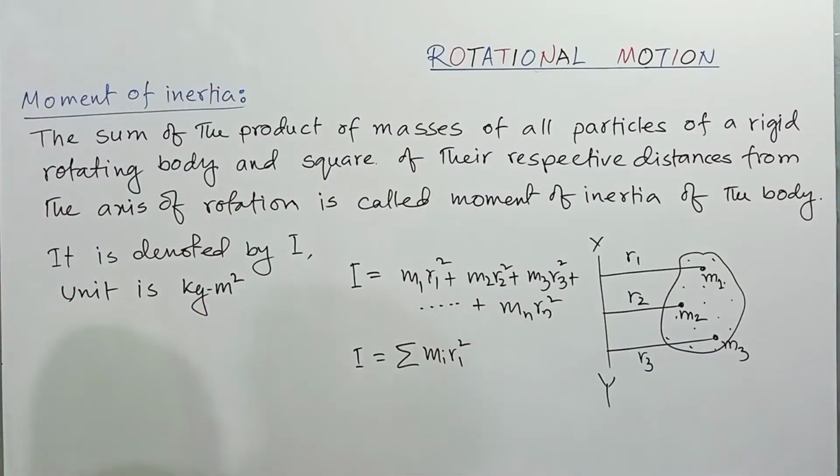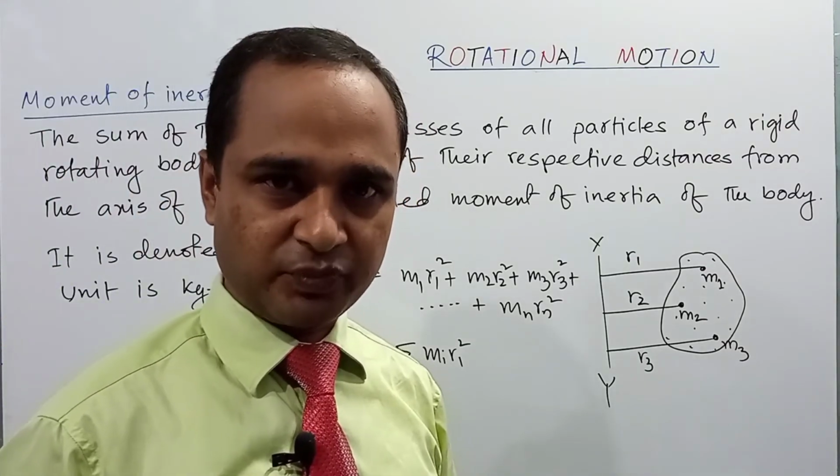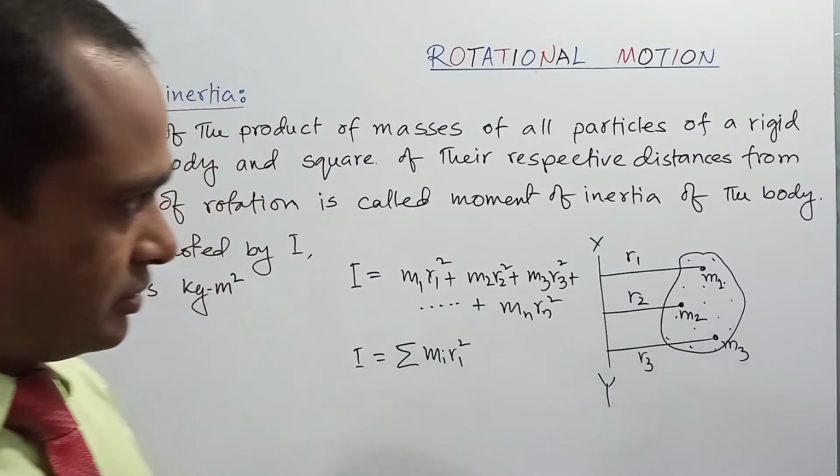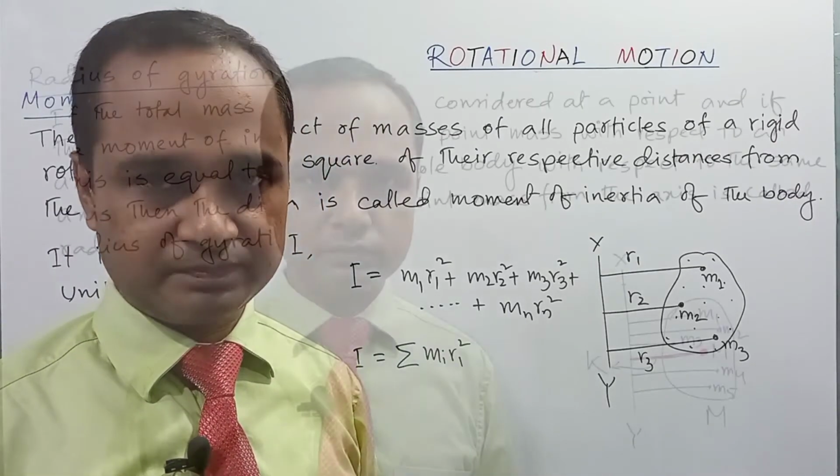So it's a very important definition for rotational motion, and it is denoted by I, and its unit will be kg meter square, kg into meter square. Okay. So now we are going to see the next term, that is radius of gyration.